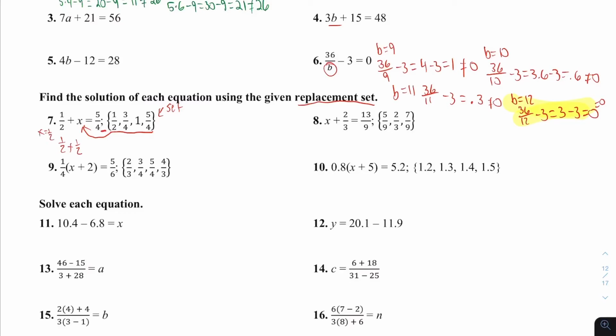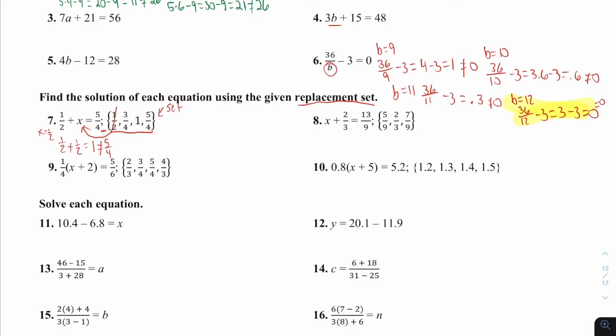The reason why you need a label for which one you're plugging in is because that's the only way I'm going to be able to find out what you're doing with your work, if you label what X is and then you show your work. So 1/2 plus 1/2 equals 1. 1 does not equal 5/4. 5/4 is the solution we're looking for right here. That's our goal. And X equals 1/2 does not do it.